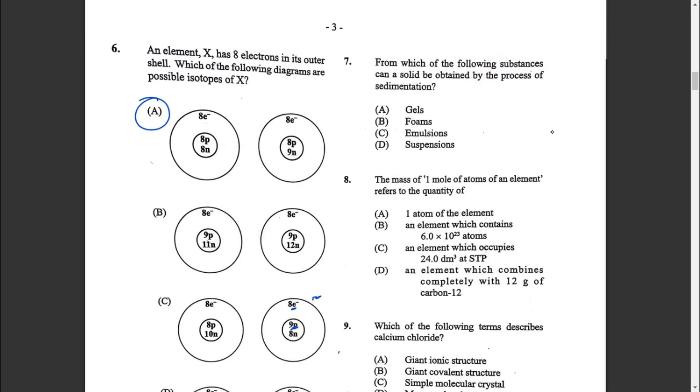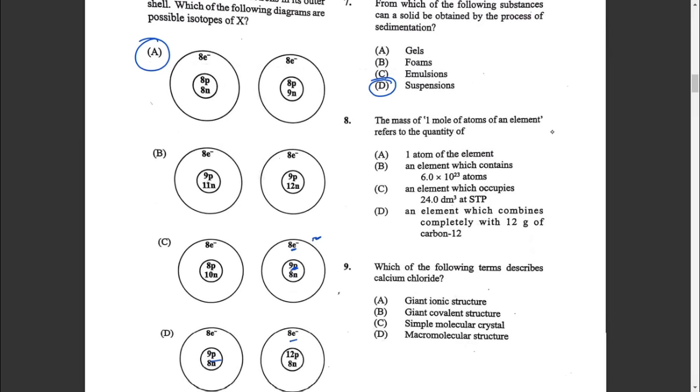Question 7. From which of the following substances can a solid be obtained by the process of sedimentation? And sedimentation is where you have these particles settling at the bottom of a container or beaker, and a suspension is an example of such. Suspension is how you can obtain a sedimentation type process.